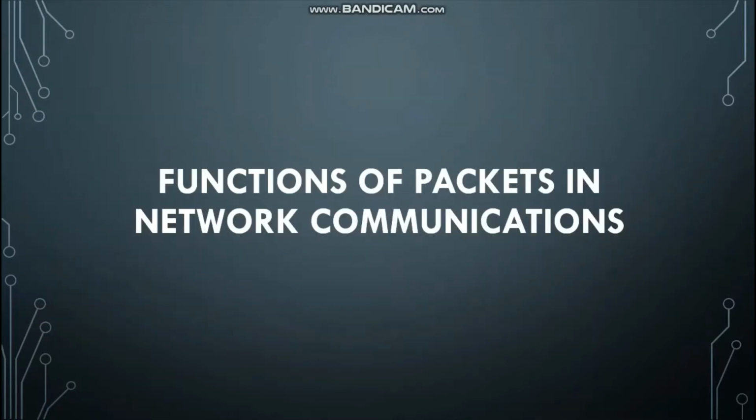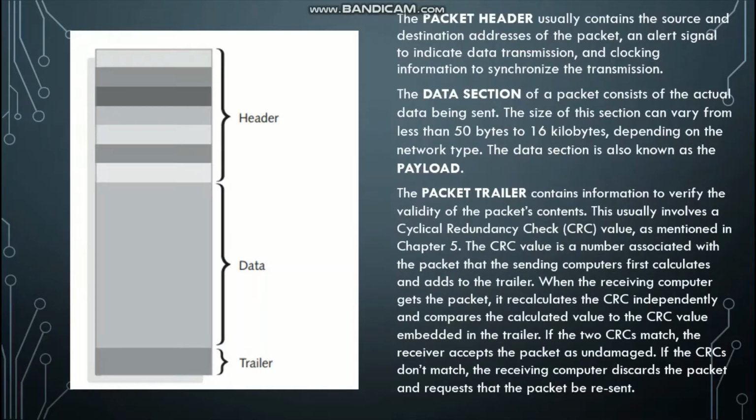Functions of packets in network communications. First is the header. The packet header usually contains the source and destination addresses of the packet, an alert signal to indicate data transmission, and clocking information to synchronize the transmission. Second is the data. The data section of a packet consists of the actual data being sent. The size of this section can vary from less than 50 bytes to 16 kilobytes, depending on the network type. The data section is also known as the payload.